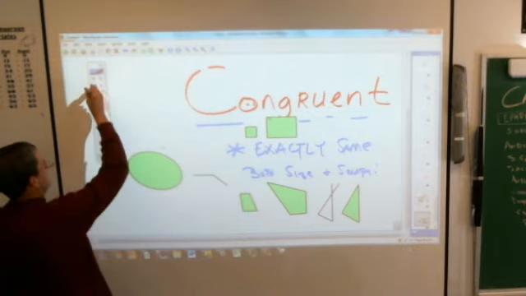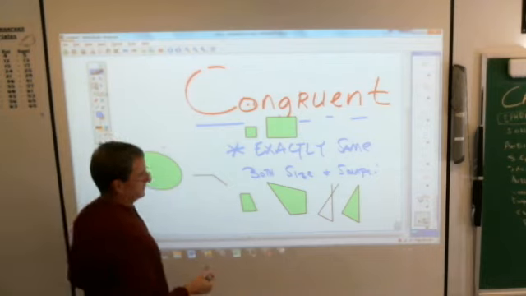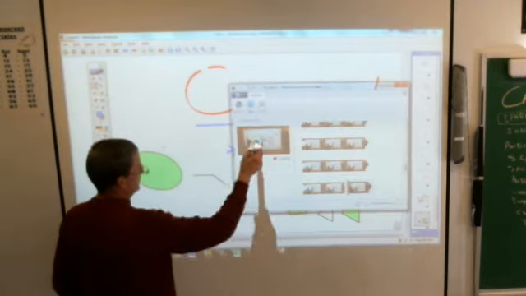Congruent just means it's exactly the same, so it isn't going to change. I mean, nothing's going to change. That's enough of that, just so you have it there. Now, look in your books.